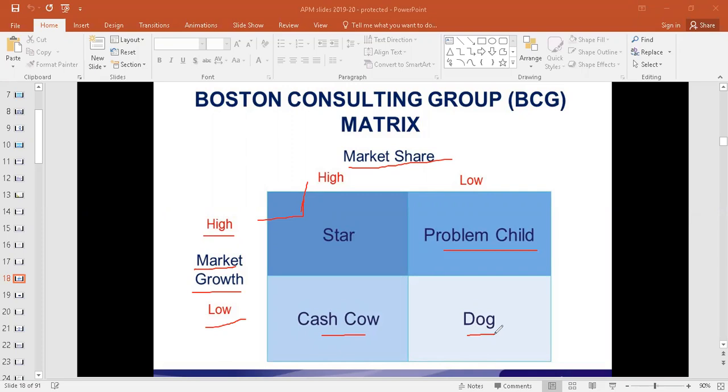This category of dog indicates that the business unit should be shut down. Like dogs are abandoned, these kinds of business units should be thought about for shutting down, because there's no performance as of now, and no scope for them to perform well in the future as well. So it's better that they are shut down.